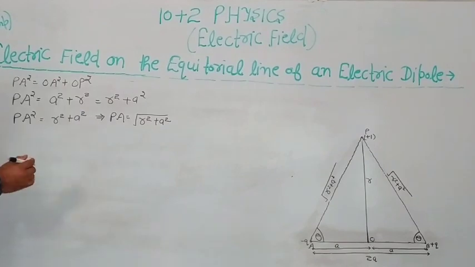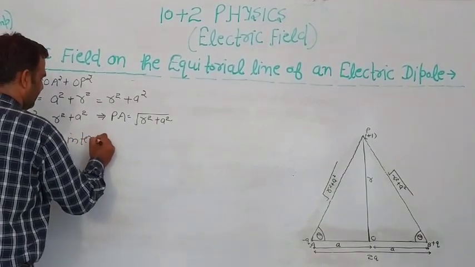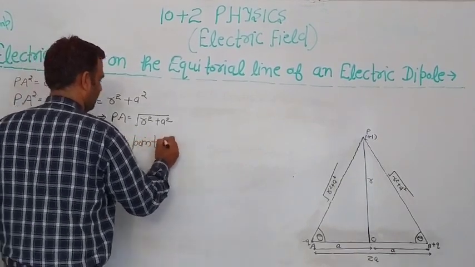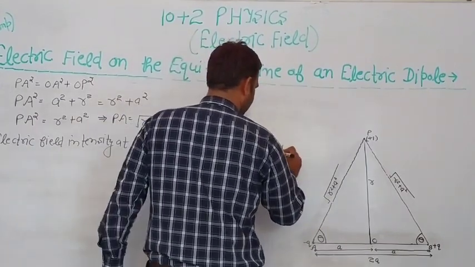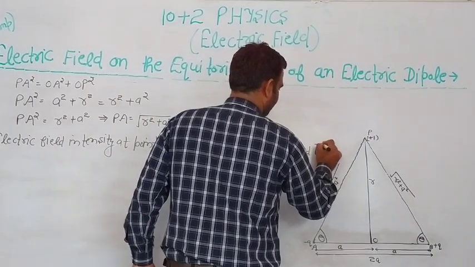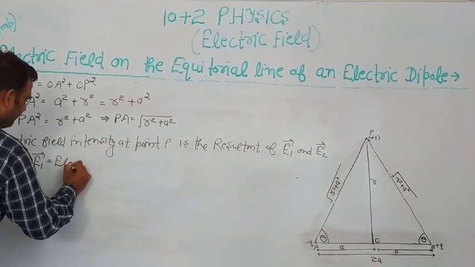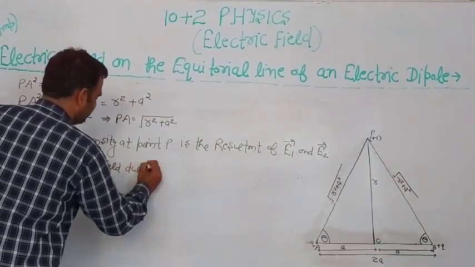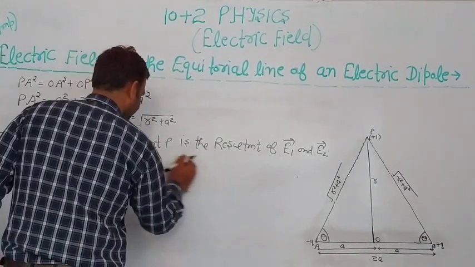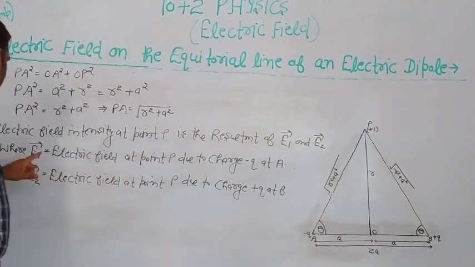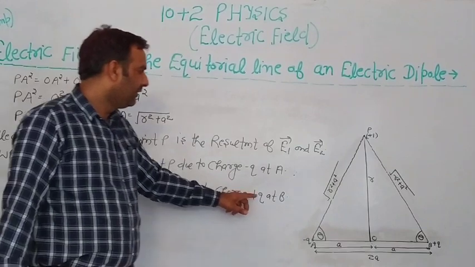Now the electric field intensity at point P is the resultant of E1 and E2, where E1 is the electric field at point P due to charge minus Q at A, and E2 is the electric field at point P due to charge plus Q at B.